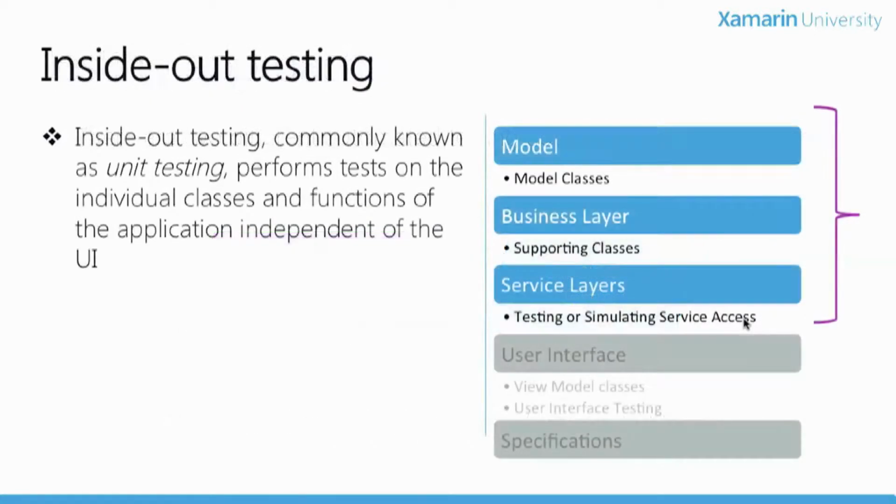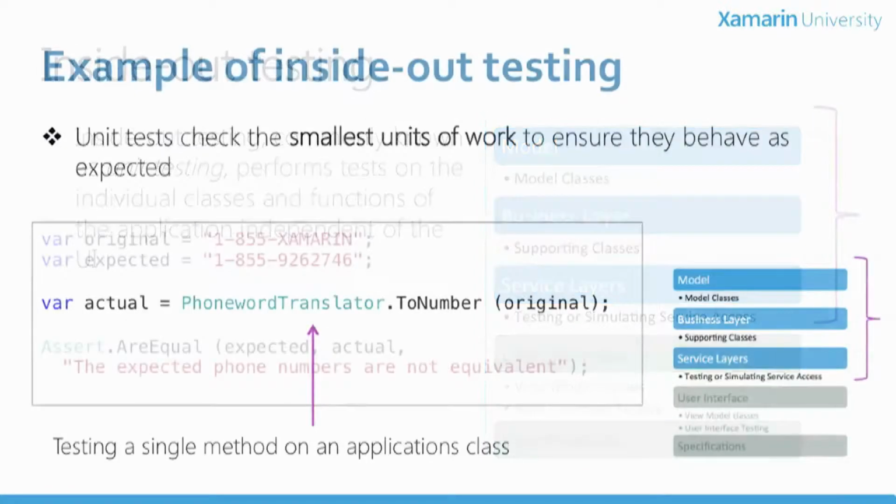So inside-out testing, commonly known as unit testing, performs tests on the individual classes and functions of the application independent of the user interface. So you'll actually see on the right-hand side here that there's many different areas of testing your application. There's model classes, business layers, service layers, user interface layers. And each of these layers need to be tested as part of your application development cycle. So during today's labs and presentations, we'll be going through the techniques that you would use to test these layers.